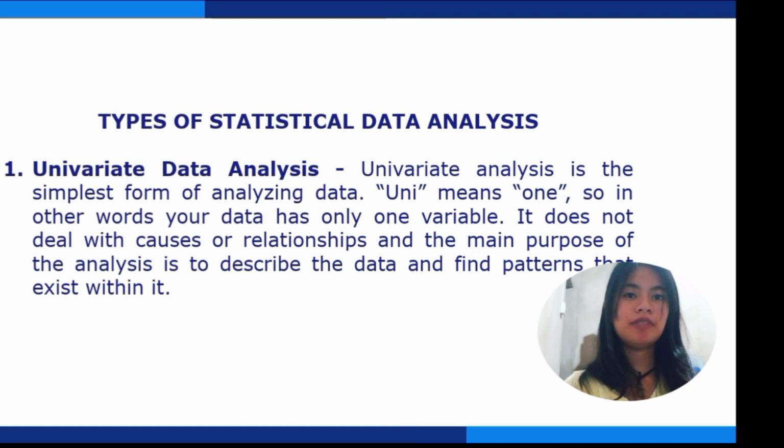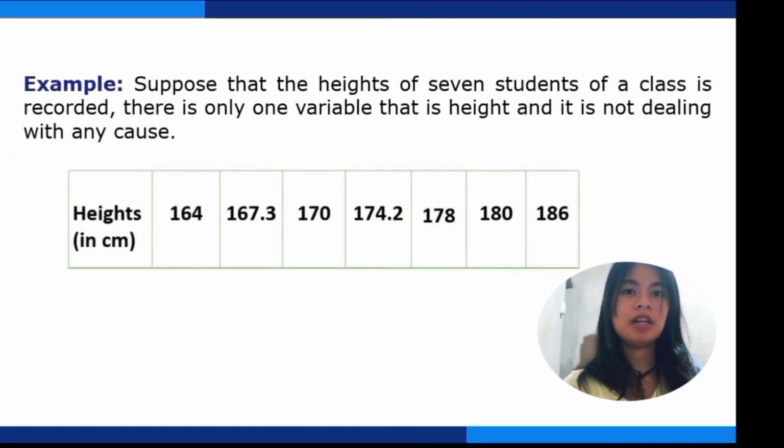An example of univariate data can be height. Suppose that the heights of 7 students of a class are recorded. There is only one variable, that is height, and it is not dealing with any cause.